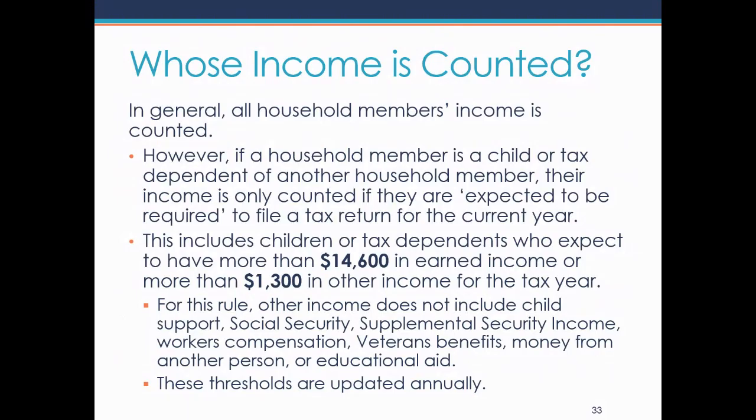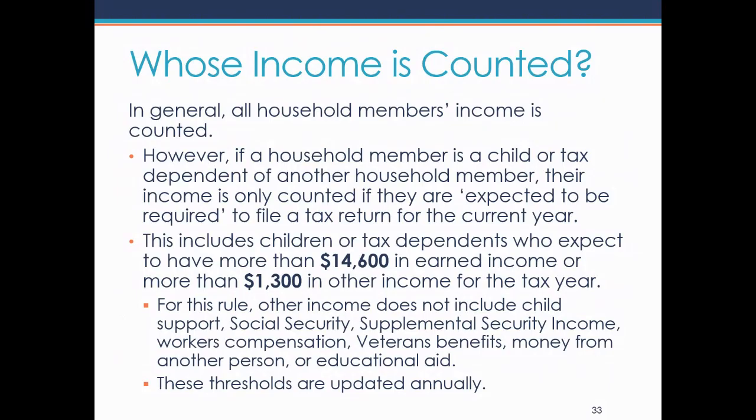Expected to be required includes children or tax dependents who expect to have more than $14,600 in earned income or more than $1,300 in other income for the tax year. And you may want to jot those facts down for our example. So, children that are expected to be required are those who expect to have more than $14,600 in earned income or more than $1,300 in other income for the tax year.